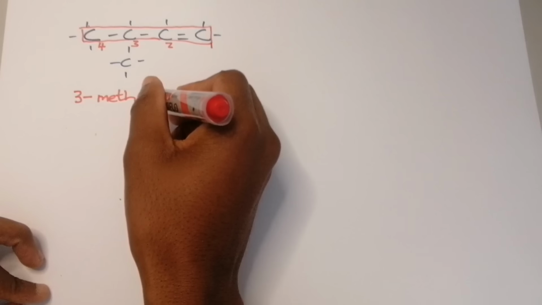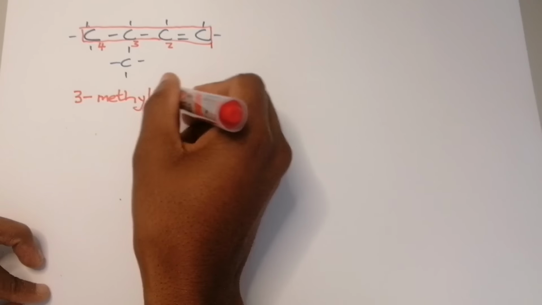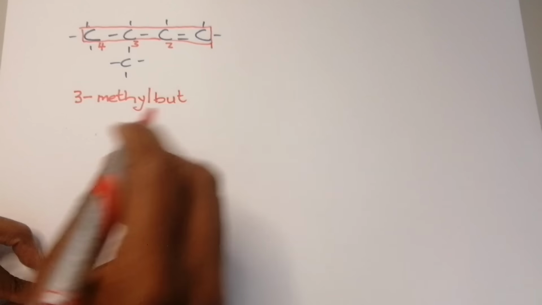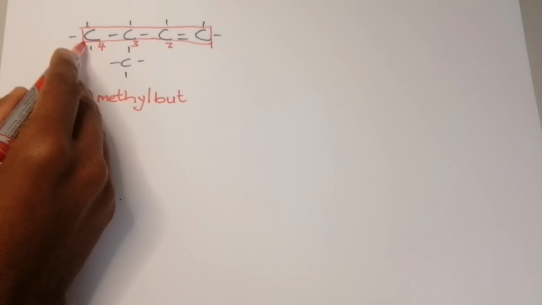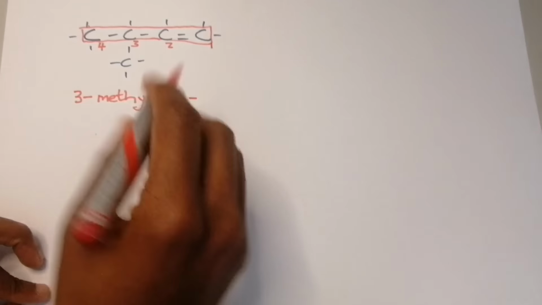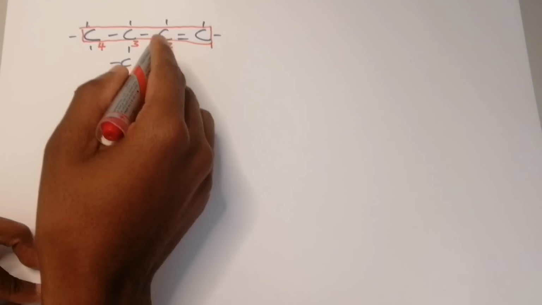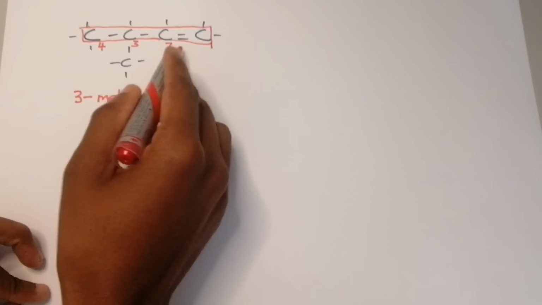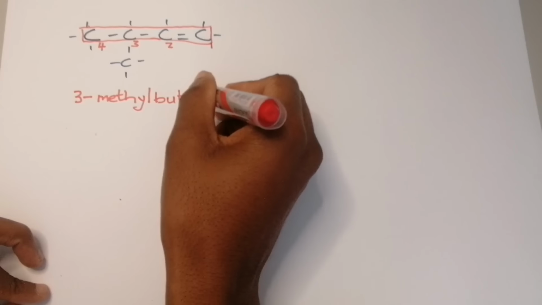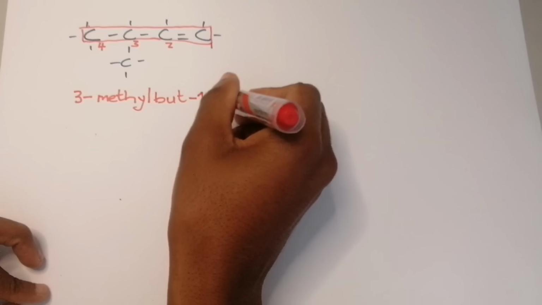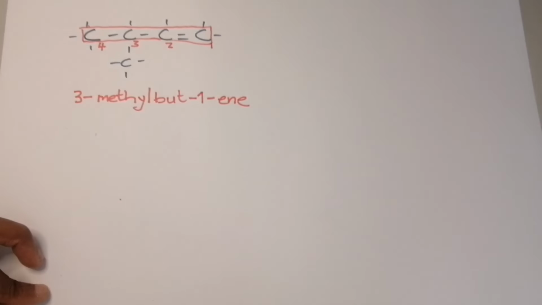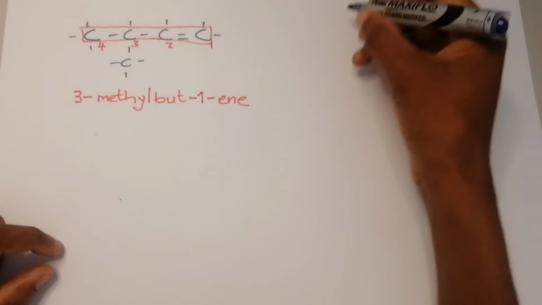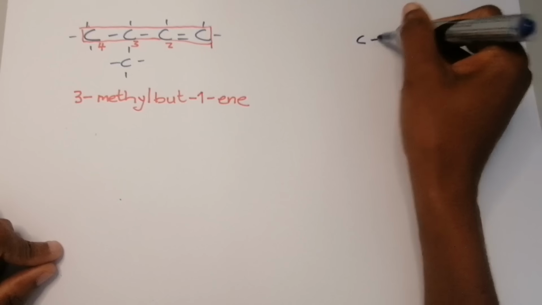In this case, we've got but, and it's 4 carbons. But between carbon number 1 and carbon number 2, which number do we take? We said we take the smaller one. So this is going to be but-1-ene. So that's 3-methylbut-1-ene. Right. Okay, let's try out another one.